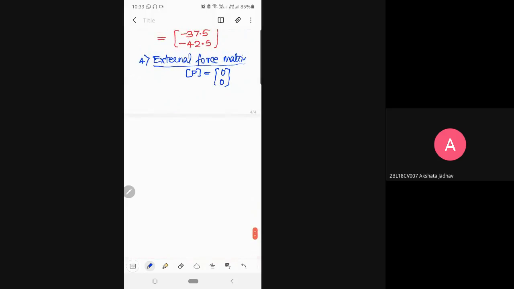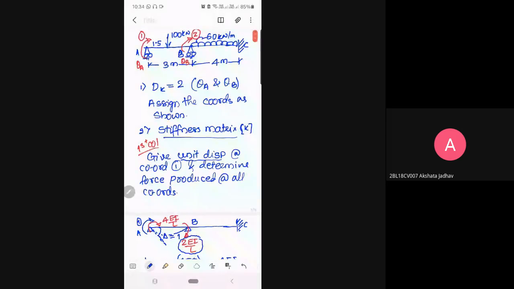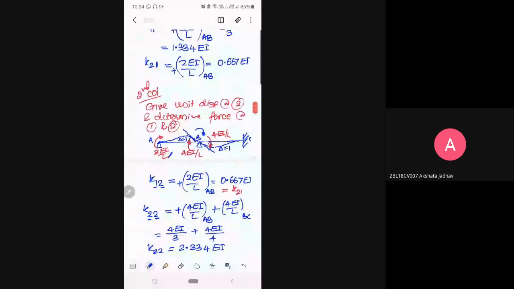Now next step is to determine the unknown displacement. We have to determine the unknown displacement delta. What are those unknown displacements? At 1, the unknown displacement is theta A. At 2, the unknown displacement is theta B. Dk is 2 now: theta A and theta B are the unknown values. This is the displacement method, where we have taken displacement as the unknown values. Now you have to determine these two unknown values.